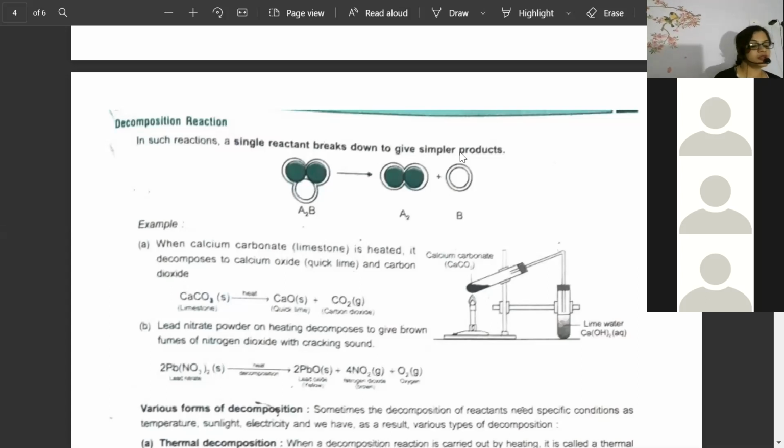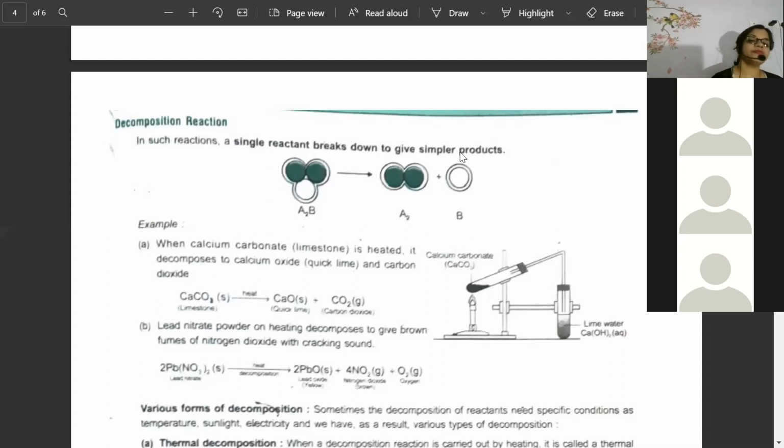What is it called? Decomposition. Ajay is telling: a single reactant breaking down to give simpler products is called a decomposition reaction. Breaking of old and making of new bonds. So one single bond is there which got broken and new bonds are formed. Very good, Ajay. Kamya gave decomposition reaction, that part. Very good. Rashri is also telling that reaction is a decomposition reaction.